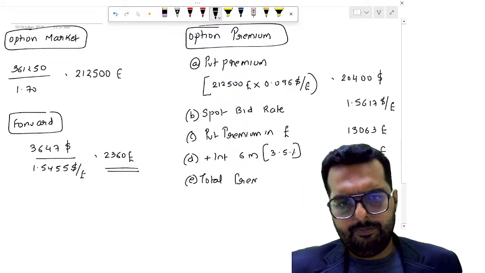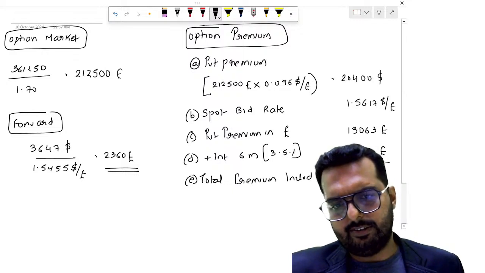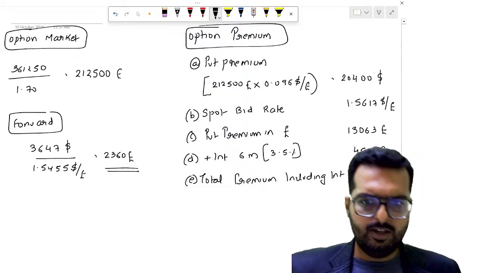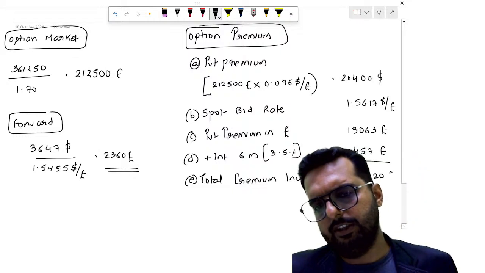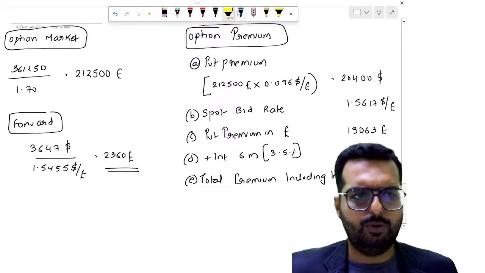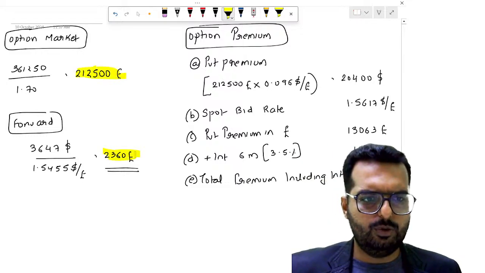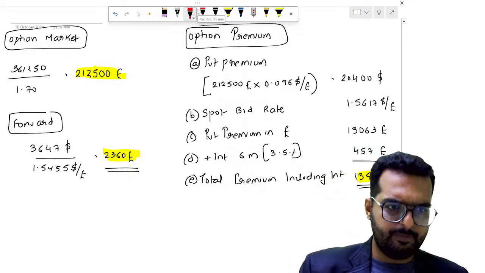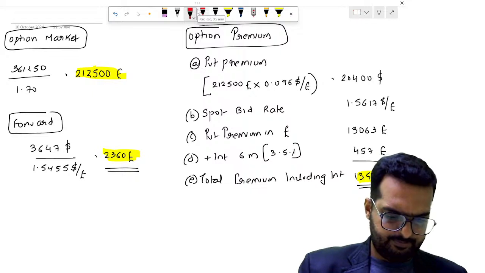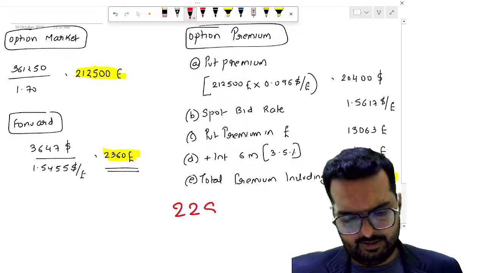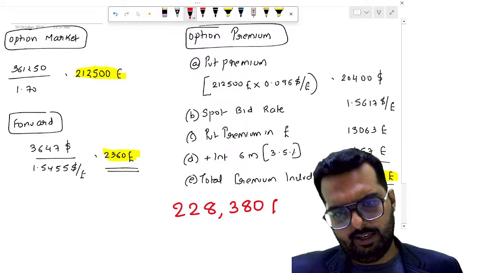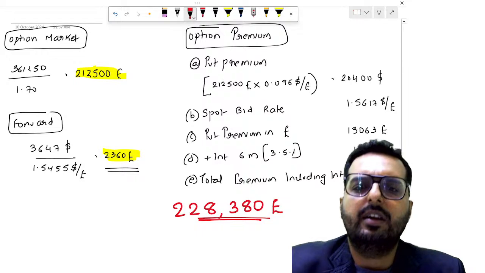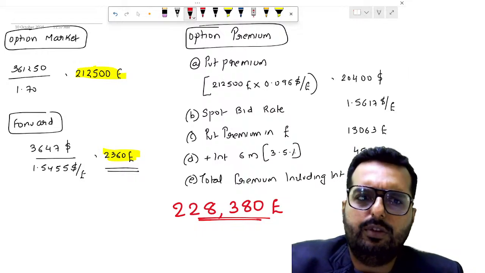So total premium including interest will be 13,520 pound. Alright, so here you get 2,12,500, 2,360, 13,520. When you add up all these things, you get the answer as 2,28,380 pounds. Everybody clear now? Can you write down this and finish it off?